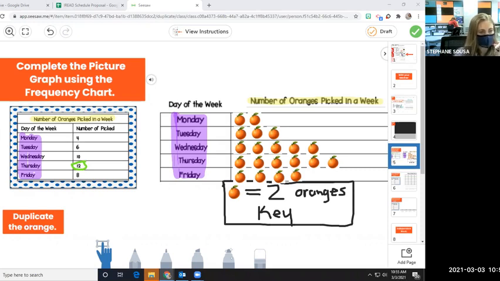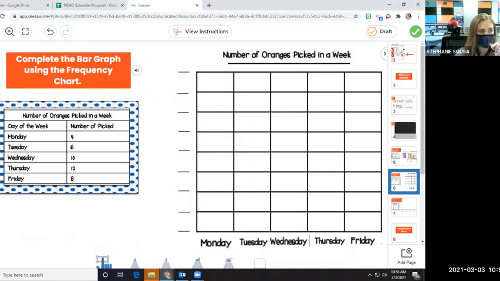All right. Any questions on the pictograph and the scale that we chose? Okay. Let's take a look at our next one. Our next one, we're going to be creating a scaled bar graph. Okay, take a look at our bar graph here. We've got the exact same information. Exact same information here on our chart. Number of oranges picked in a week.